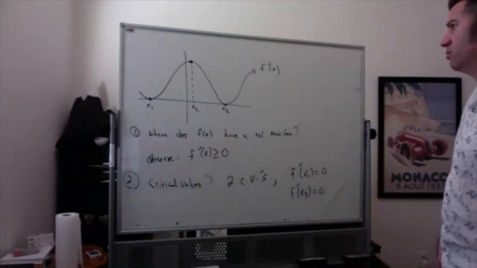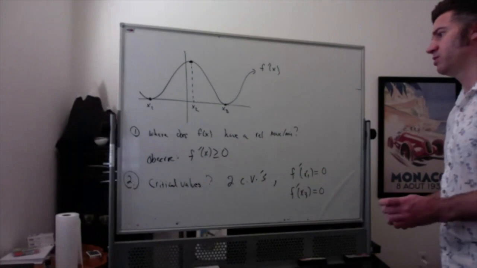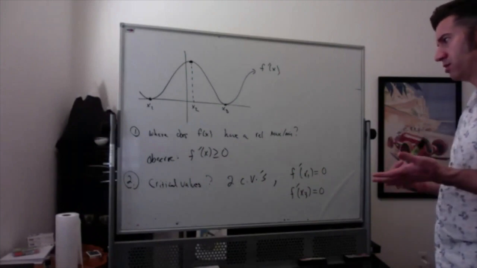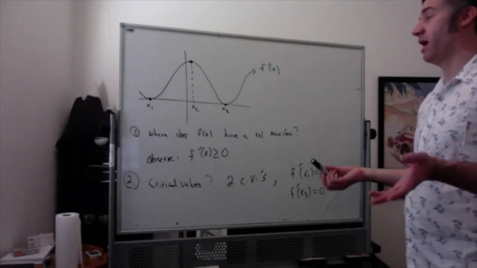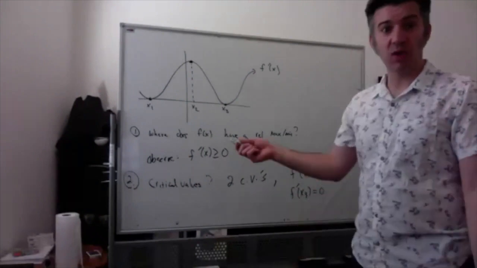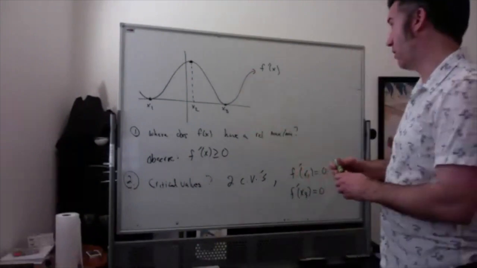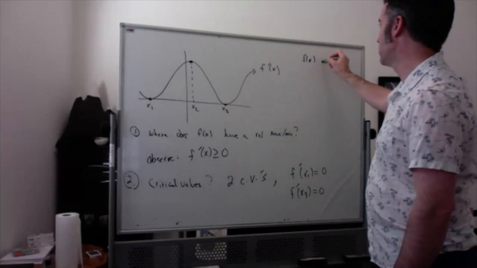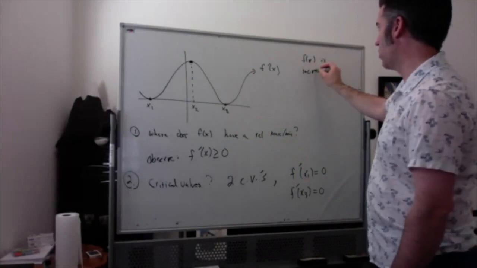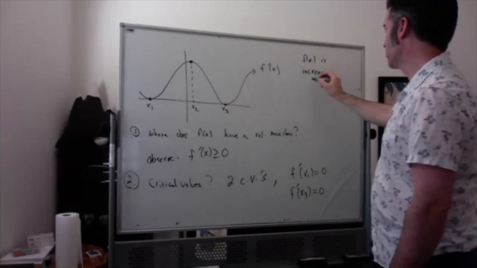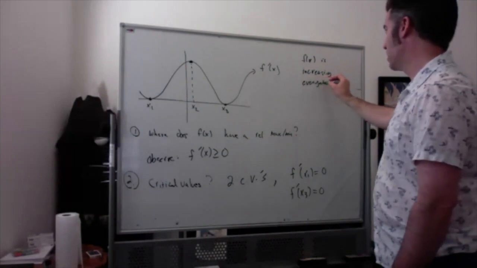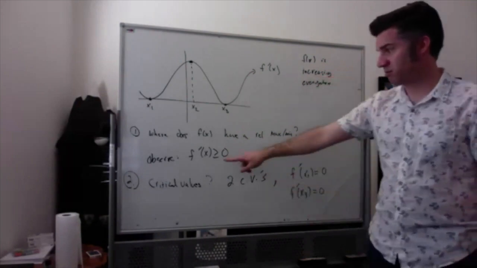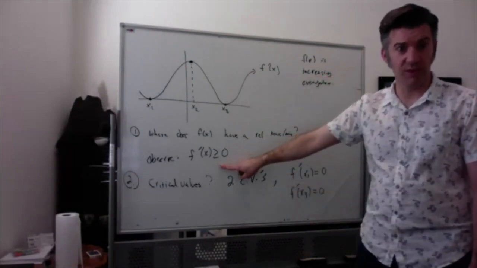Okay. And then I suppose we should ask about, so I'm just going to say some things. This function is increasing everywhere, right? f of x is increasing always. And again, we know this because the derivative is always greater than or equal to 0.